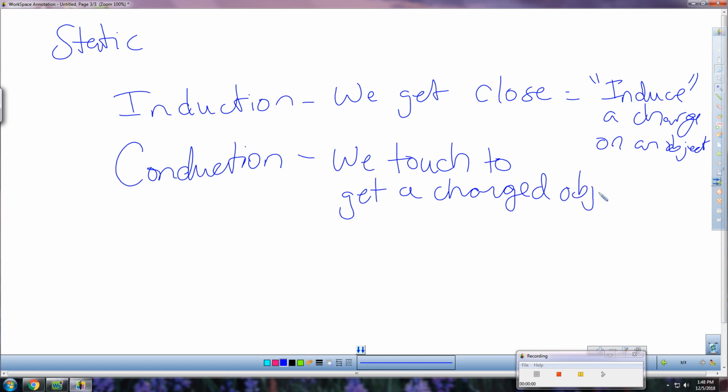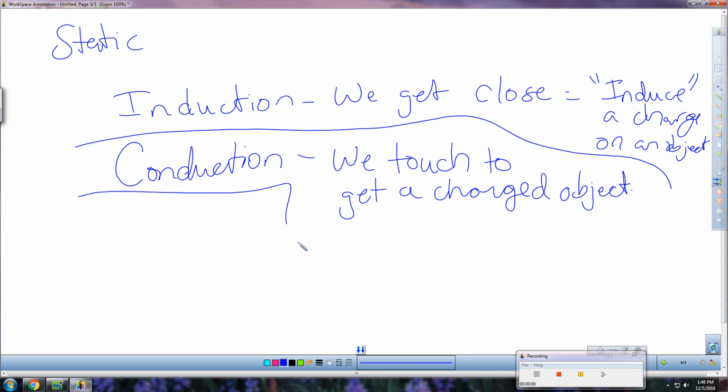And so what I mean by that is, separate those two right there. Induction, if you've ever walked by your TV and you felt like the hair on your arms kind of stand up, but you didn't directly touch your actual TV, that induced a charge on the hair on your arms and caused them to kind of stand up, actually repel themselves.